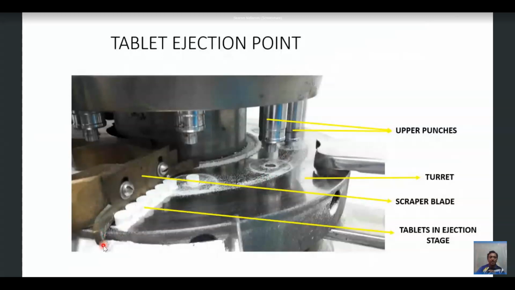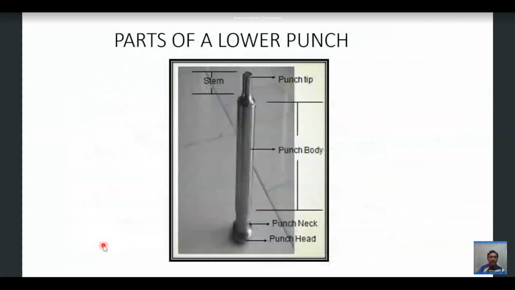Now let us see the various parts of the lower punch. Basically the punch has a stem portion. This is the stem portion, and this is called the barrel of the punch, or otherwise it is called the punch body.